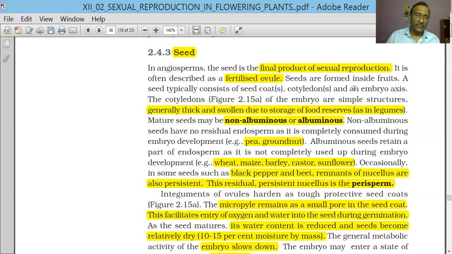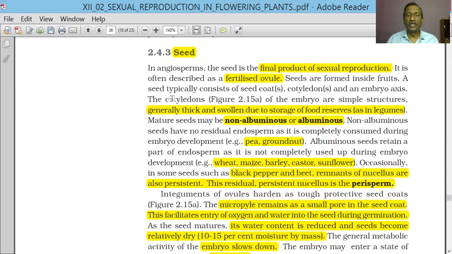Now, why are fruits there? Why is fruit formed? The fruit is just there as a sort of attraction. There is a sort of reward for those organisms which eat fruit, and they disperse the seed to distant places from the parent plant.